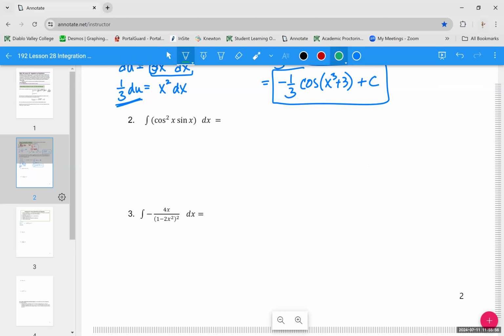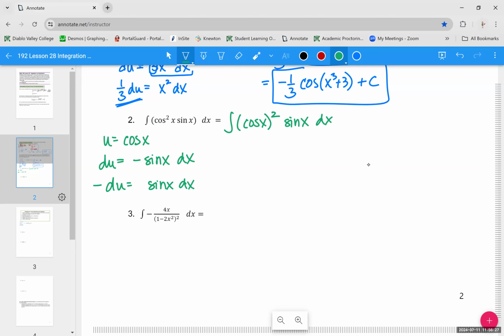Yes, it's the cosine. Why is the cosine an inside function? Because this is really cosine x squared, right? So it's the inside function. So du gives you negative sine x dx. It doesn't look like I have a negative anywhere here, so I'm just going to kick that to the other side. So negative du equals sine x dx. So that part right there is all just a negative du, and the cosine x squared will be u squared.